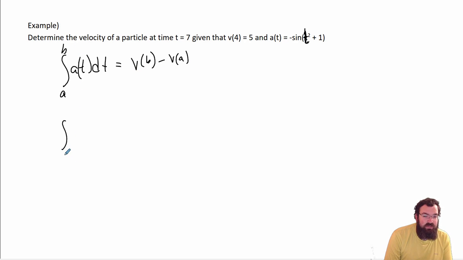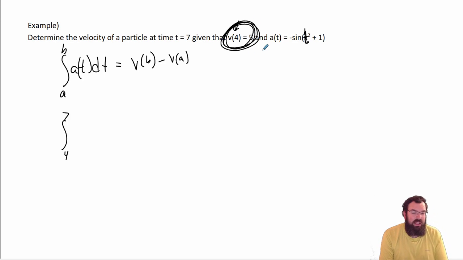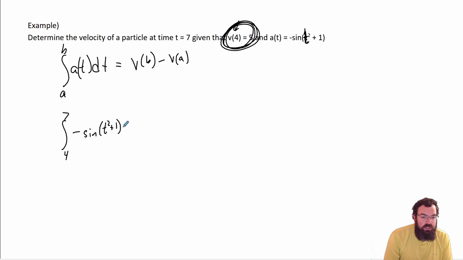Well, now I'm going to plug in some values. I'm going to have to start from 4 to 7. Because this is the initial condition it's giving me, I have to start there. I can't just say I'm going to start at 0, because I don't know what 0 is. And then my acceleration is minus sine of t squared plus 1 dt equals, well, v of b is just v of 7, and that's what I ultimately want to find, velocity at 7, minus the velocity at 4. Well, I know the velocity at 4 is 5, so I'm just going to make that a 5.